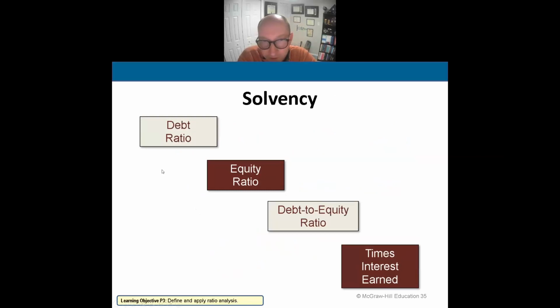So that's liquidity. Now let's talk about solvency. Solvency, as we had mentioned, is a company's ability to go out of business by paying all of its liabilities, using its total assets to pay for all of the liabilities. That's solvency. There are 4 ratios to calculate solvency: the debt ratio, the equity ratio, the debt to equity ratio, and times interest earned.